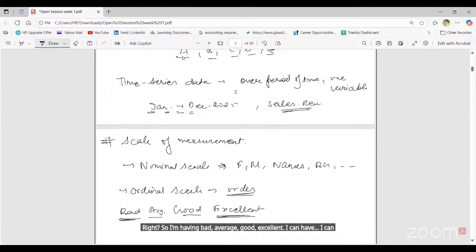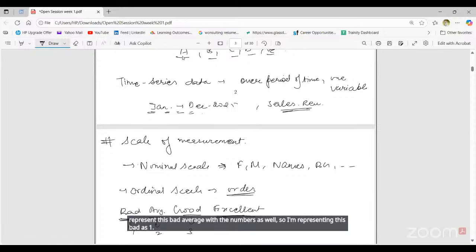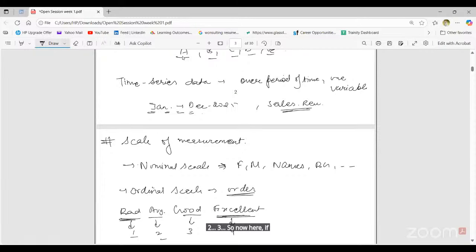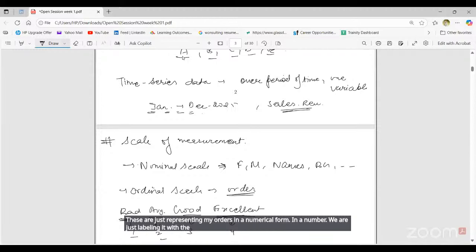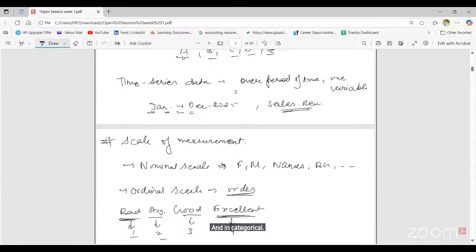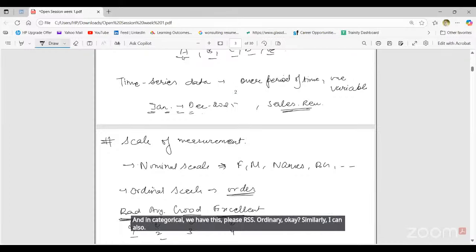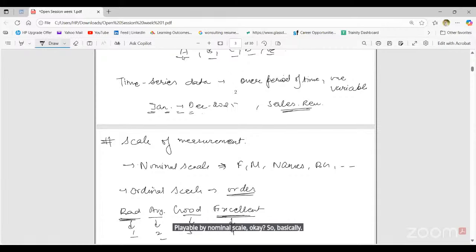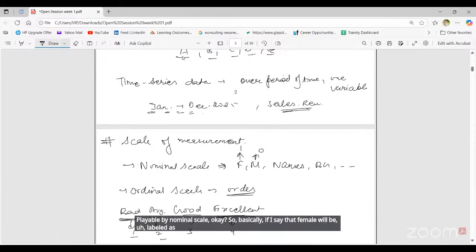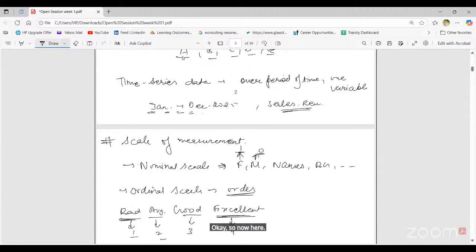I can also represent bad, average, good, excellent with numbers as well. So I'm representing bad as 1, 2, 3, 4. Now here, these 1, 2, 3, and 4 are not numerical. These are just representing my order in numerical form. We are just labeling it with the numbers. So my 1, 2, 3, 4 are categorical, and in categorical, these are an ordinal scale. Similarly, I can also label my nominal scale. If I say female will be labeled as 1 and male as 0, then nominal and ordinal can be labeled with numbers.